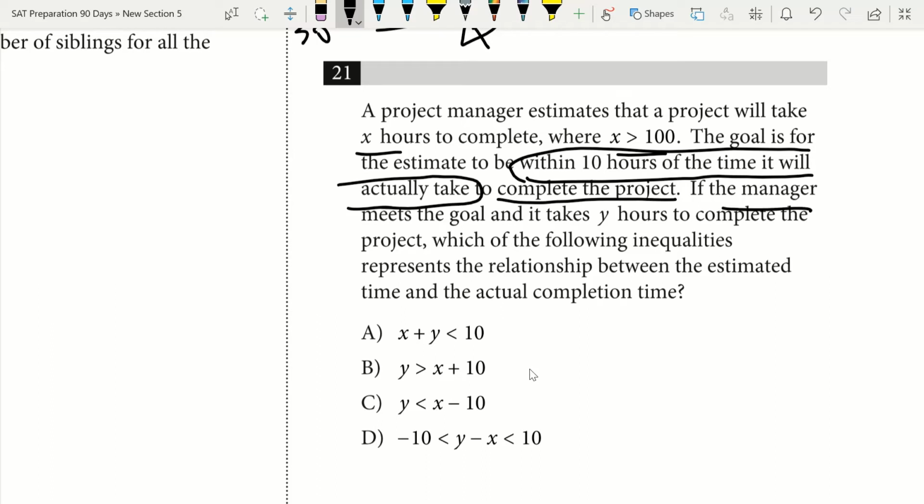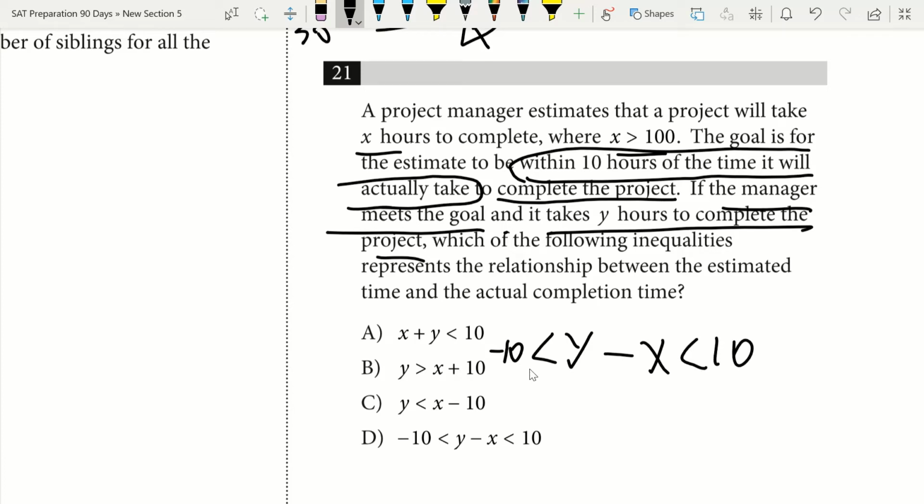If the manager meets the goal, so he's going to complete this goal of it taking over 100 hours, but being within 10 hours of the actual time, and it takes Y hours to complete the project. So Y is our real. So we know that our real minus our X is going to have to be either 10 above or 10 below. But either way, it can be within that 20-point range because it can be 10 points on each side. So that can be in that 10-point range on either side of it.